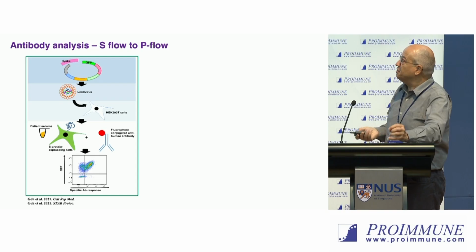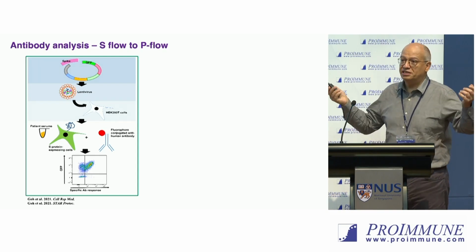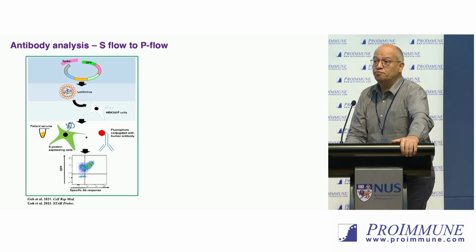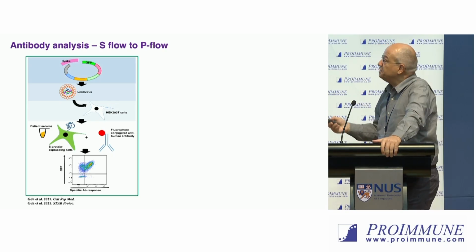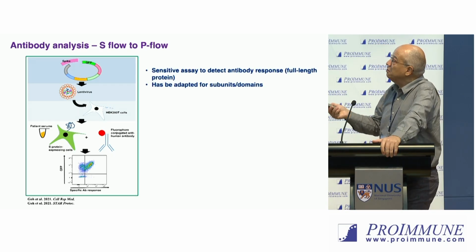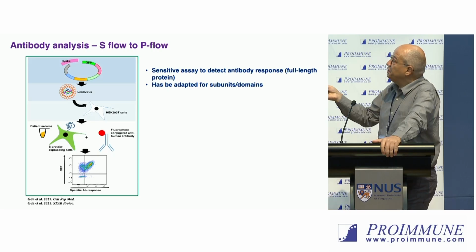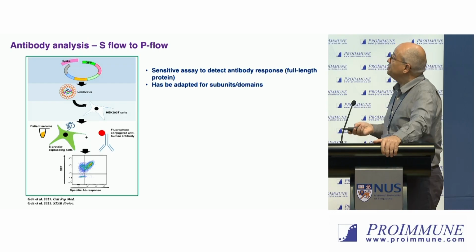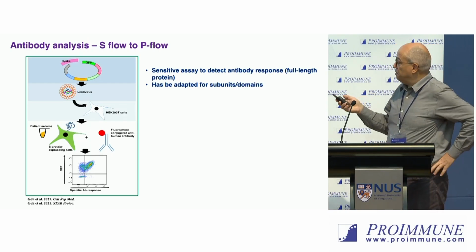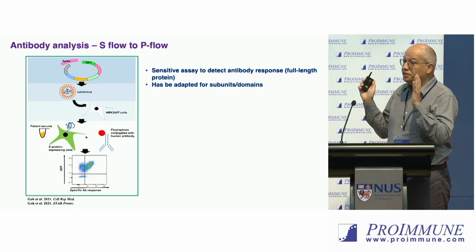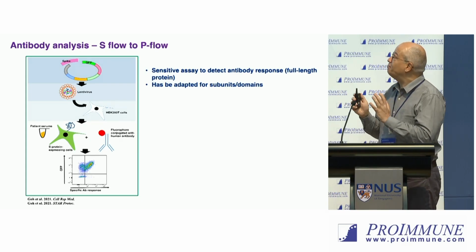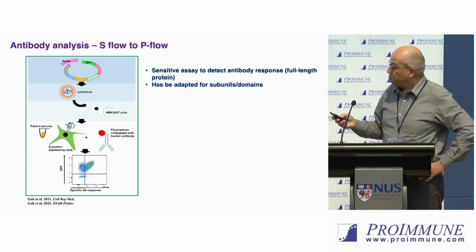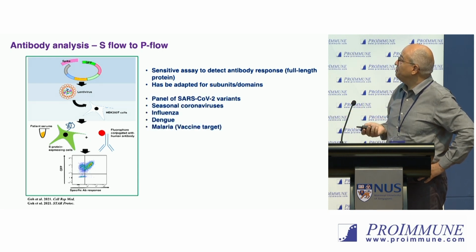So what is the future of S-flow? S-flow was for the spike protein, and now we move to P-flow, for pathogen flow. As I said, this is a very versatile technique. We could put any genes of interest here and have this detection system, which is really sensitive. We could also clone in smaller fragments, so it's really adaptable. If you have a large protein, you could focus on the regions that may contain the most important B epitopes.